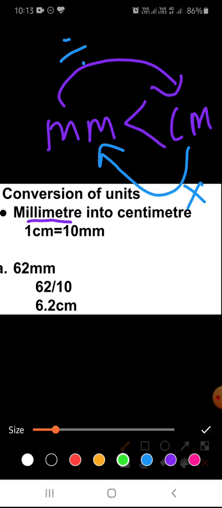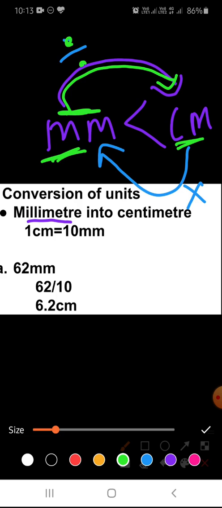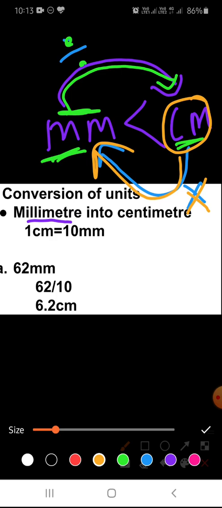So you can see from here that when we are converting smaller unit to the larger one, because millimeter is smaller, and we are converting smaller unit millimeter to the greater unit, that is centimeter, in that case we will do the division. And when we are converting larger unit, that is centimeter, to millimeter, which is smaller than centimeter, in that case we have to multiply. Is it clear? So let's do.